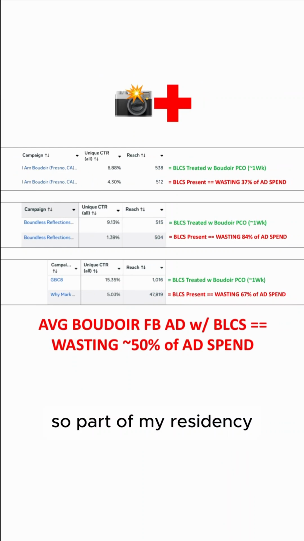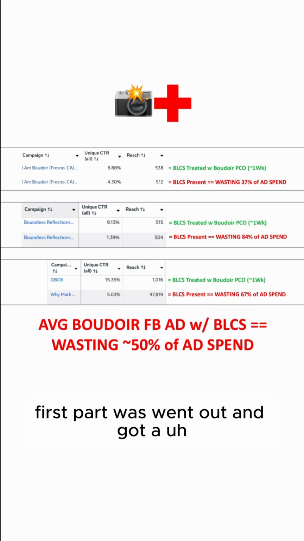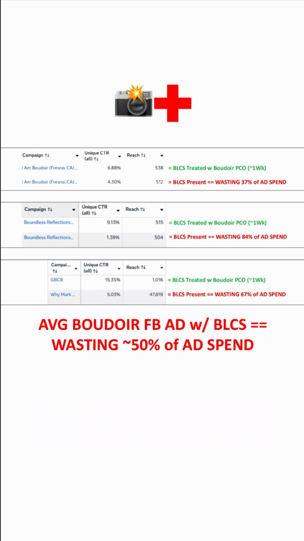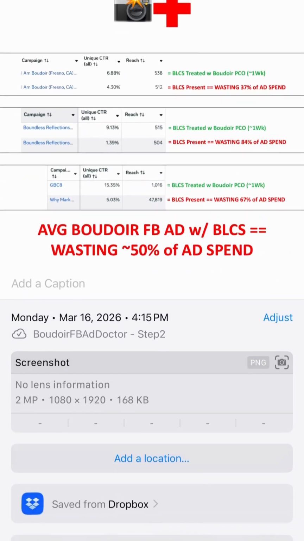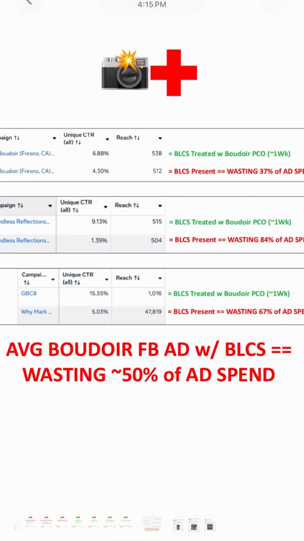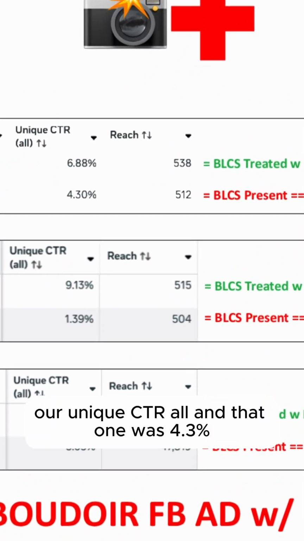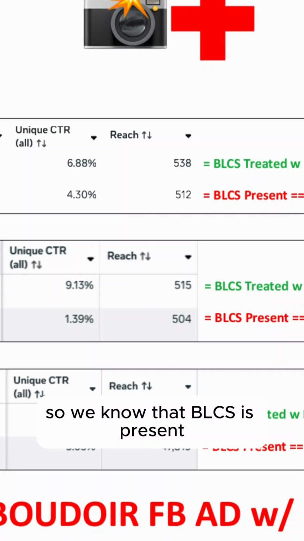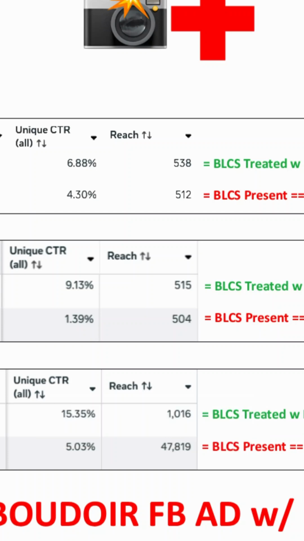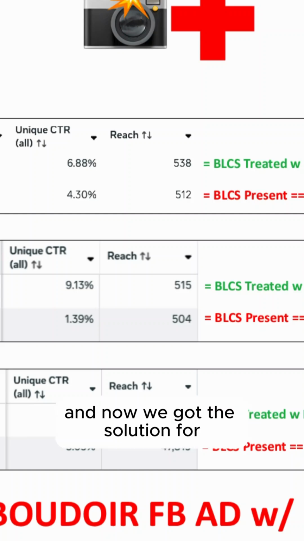So the first part of my residency was I went out and got a Boudoir Facebook ad out in the wild, brought it back here to the hospital, tested it, and found out that the unique CTR on that one was 4.3%. So our unique CTR is under 6%. So we know that BLCS, Boudoir low click syndrome, is present, and now we got the solution for it.